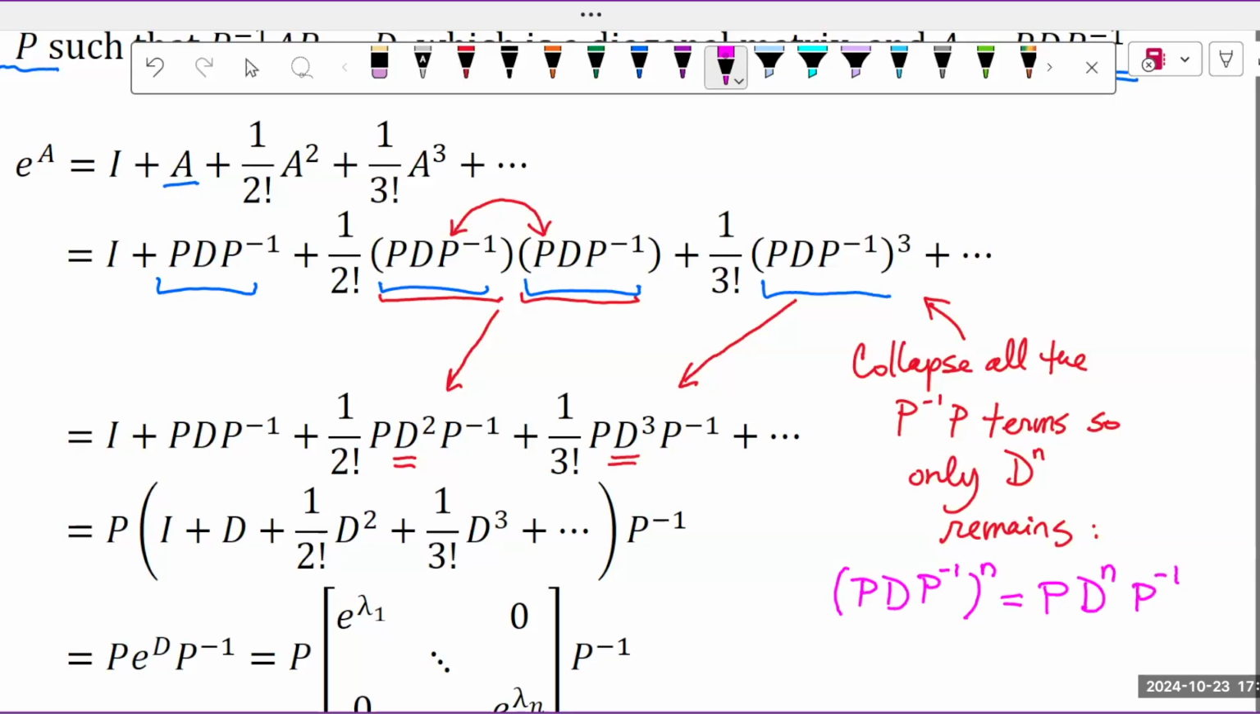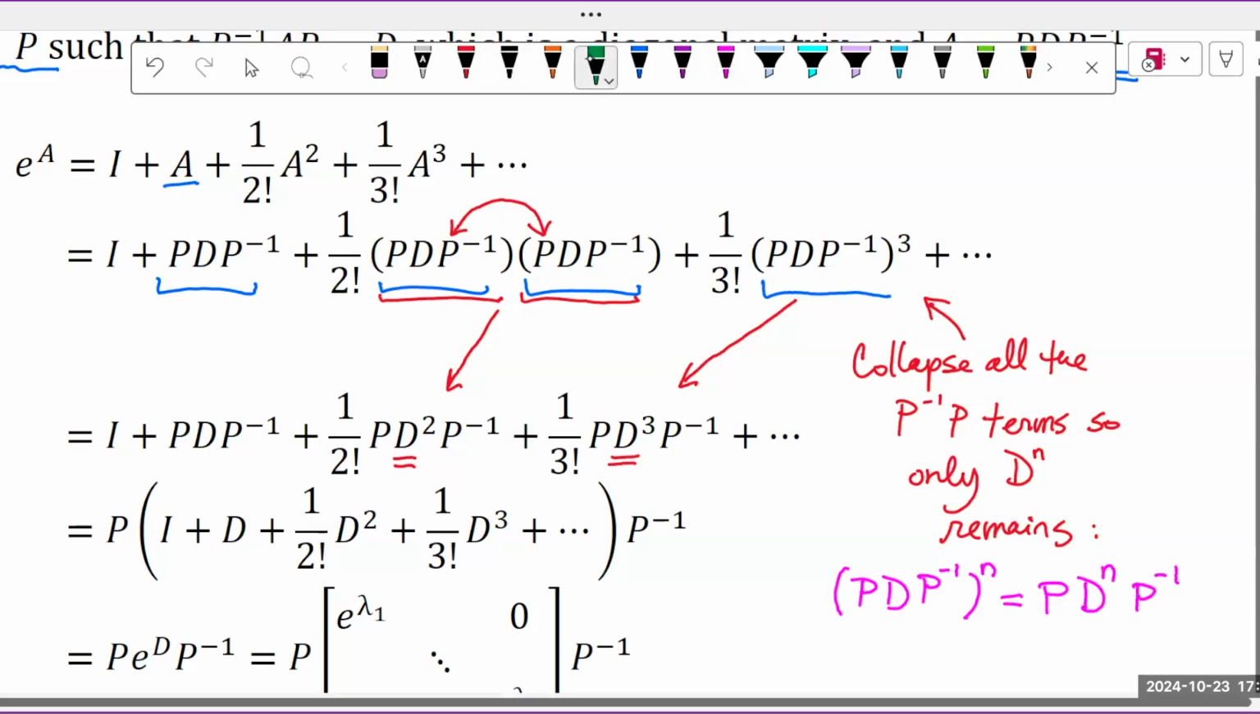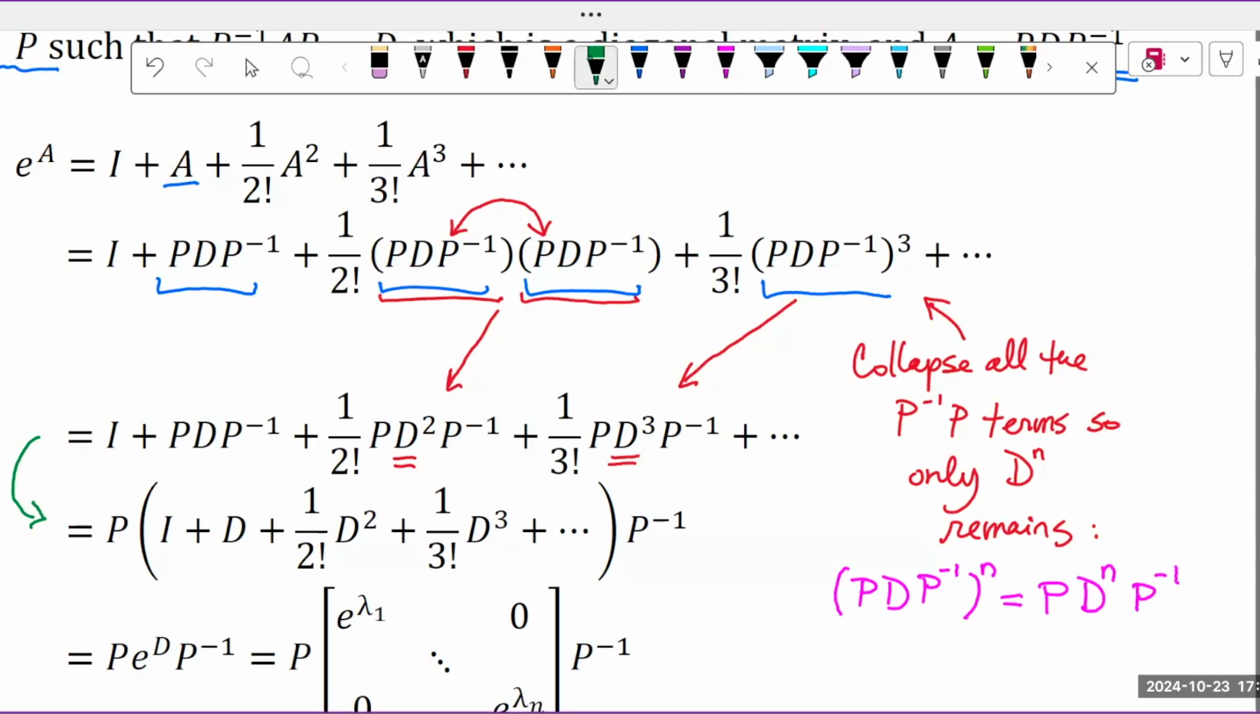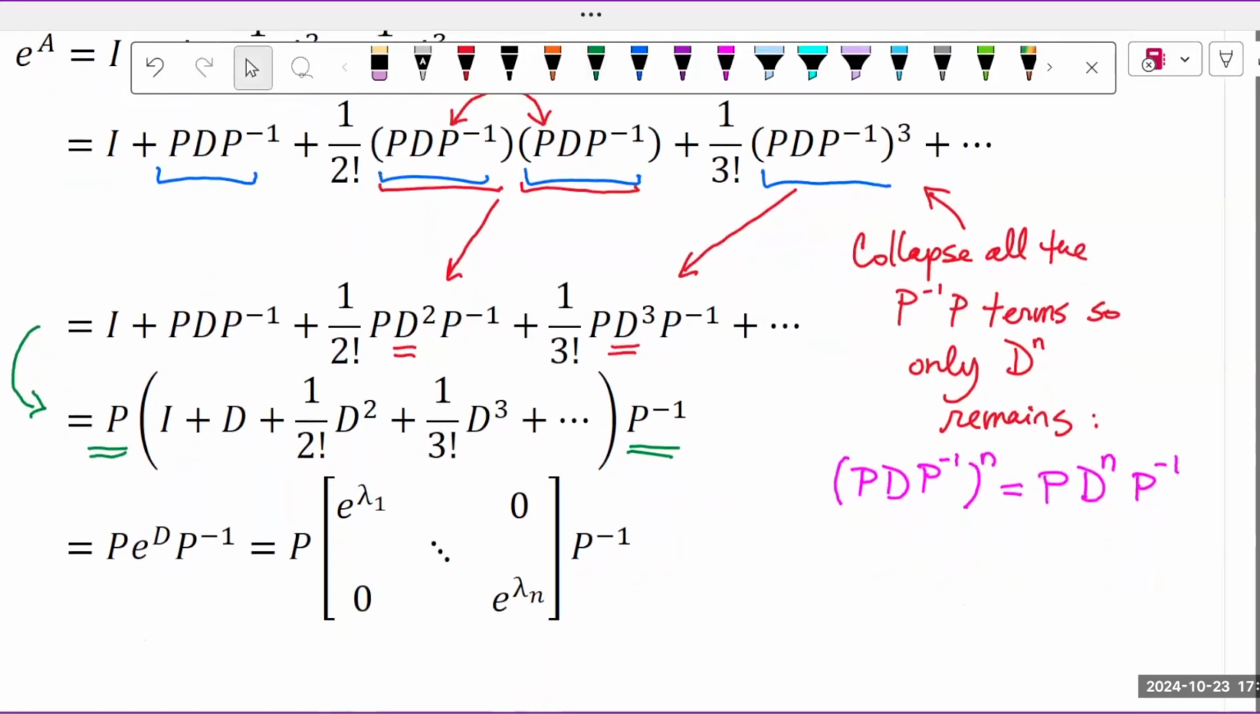All right, let's continue with our computation then. Moving to the next equality, we are going to factor out P from the left and P inverse from the right. And what does that give us? That gives us e to the D given by this infinite series term, which of course we know is a fairly simple calculation, and that results in P times a diagonal matrix, which is simply e to the entries lambda 1 through lambda n times P inverse.